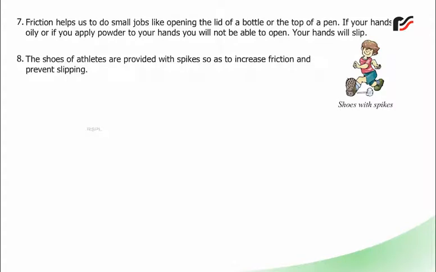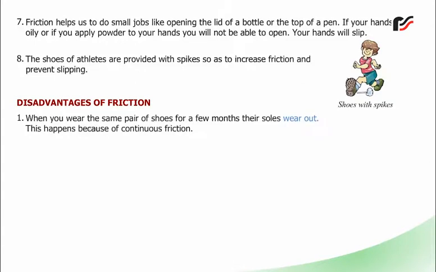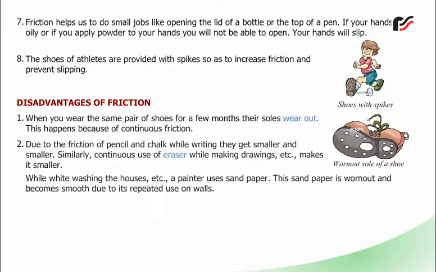8. The shoes of athletes are provided with spikes so as to increase friction and prevent slipping. Disadvantages of friction. 1. When you wear the same pair of shoes for a few months, their soles wear out. This happens because of continuous friction. 2. Due to the friction of pencil and chalk while writing, they get smaller and smaller. Similarly, continuous use of an eraser while making drawings, etc.